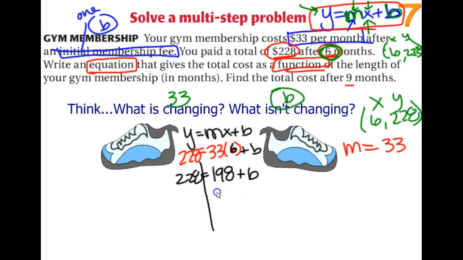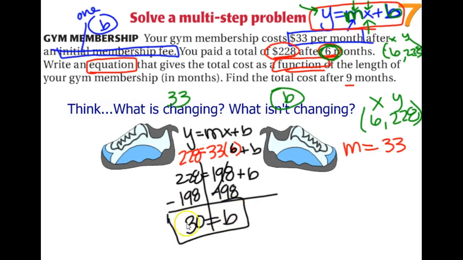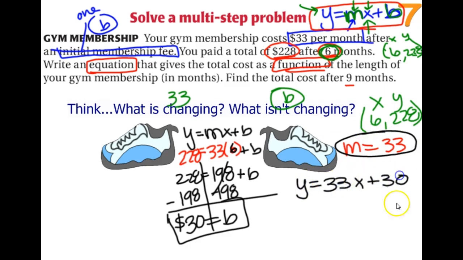And then solving for B, we have to subtract 198. So B, our initial membership fee, is 228 minus 198, which gives me 30. So our initial membership fee is $30. Our equation is y equals mx plus b, with m being 33, so y equals 33x plus 30.